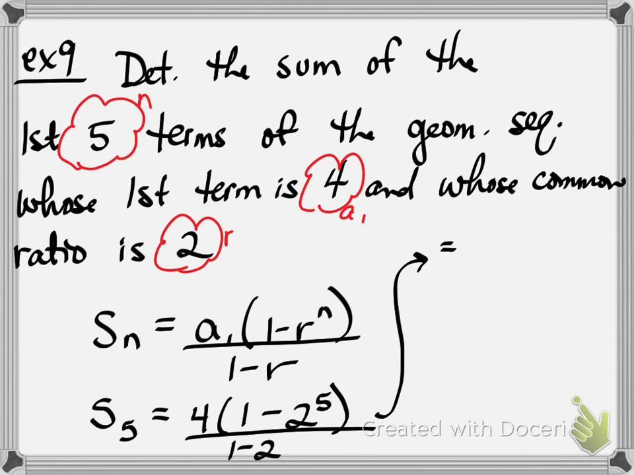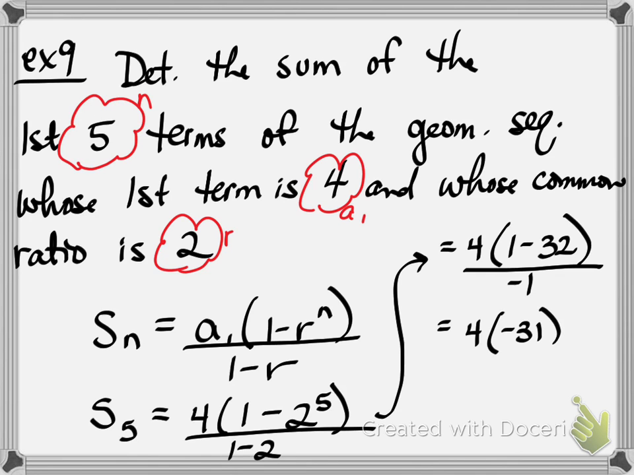So we have to do order of operations. In the parentheses, we're going to do exponents: 2 times 2 times 2 times 2 times 2. And in the denominator, we can subtract. In the parentheses, we're going to subtract. We're going to multiply the numerator. And now we'll divide, and a negative divided by a negative is a positive. All right.